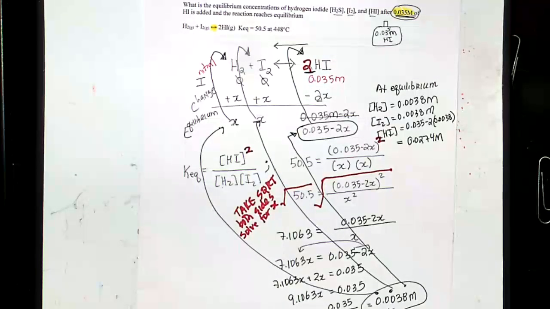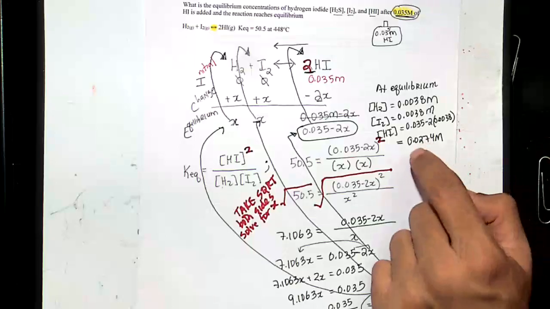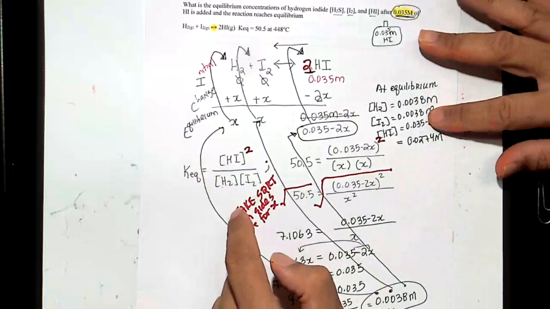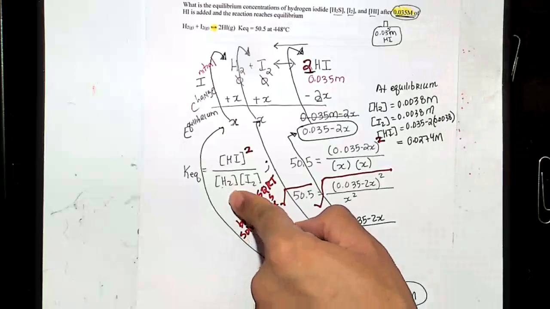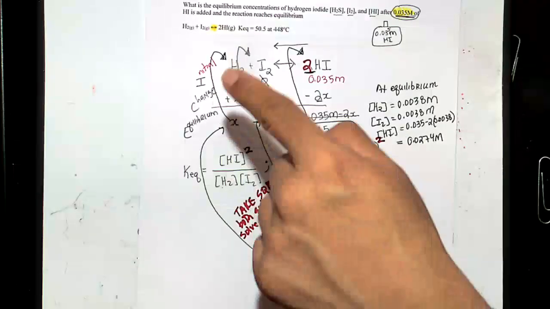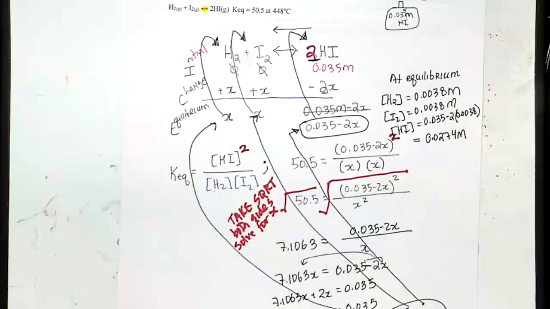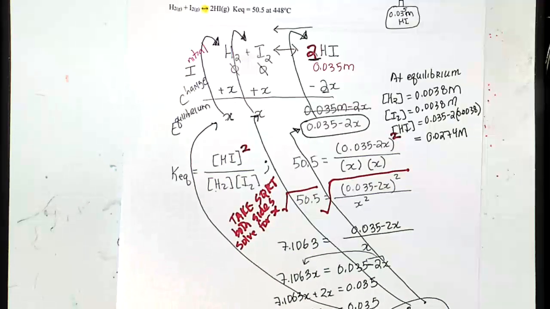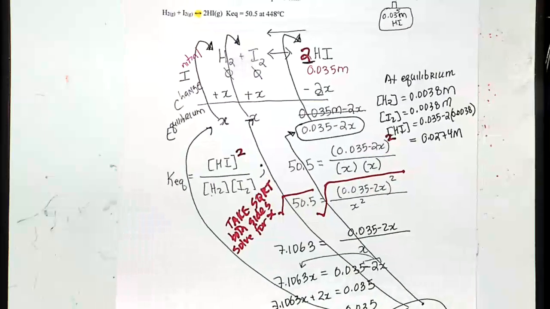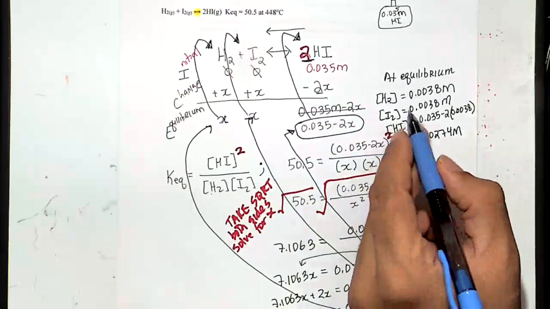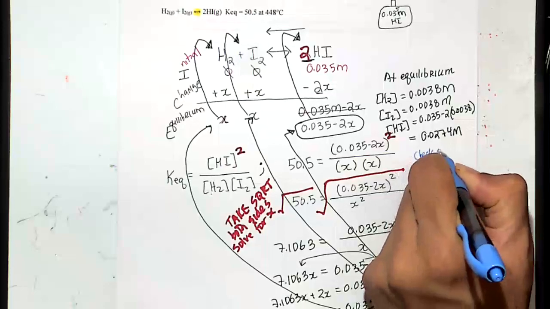There's a way to check our answer. How will we check our answer? What can we do? We'll take this, plug it back into here, and what should it equal? It should equal 50.5. So we have a way to check our answer to make sure that it is indeed 100% correct. So we'll check our answer.